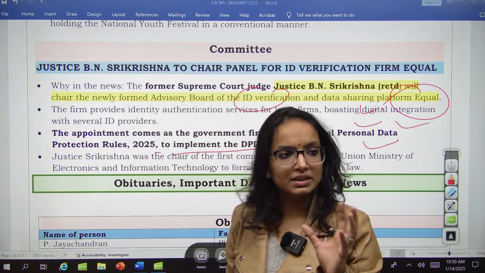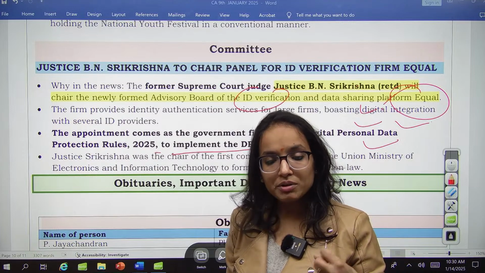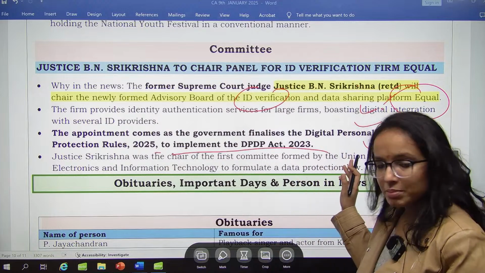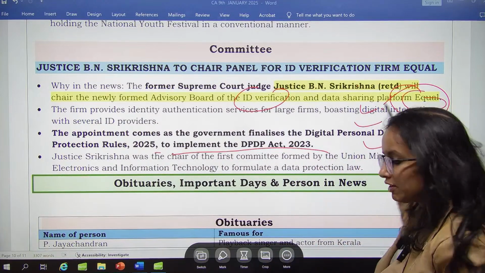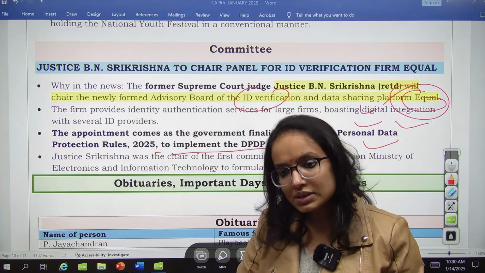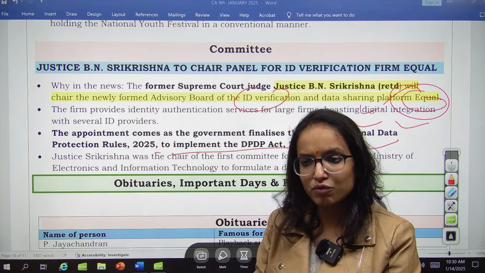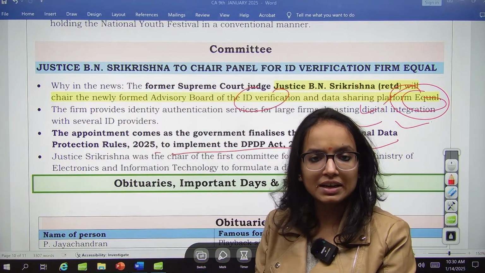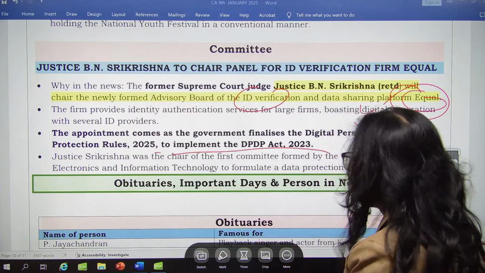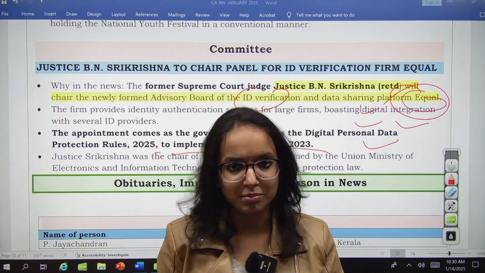We discussed just now, I think in some of the classes we have discussed, the important features where the government wants personal data to be secured, right? So for this, Equal will be working in this regard. Equal will be providing authentication services of data to larger firms, and to oversee it, the advisory committee for implementing the associated guidelines would be chaired by Justice B.N. Sri Krishna. I hope this entire news is clear, and the extra thing which I have mentioned regarding Justice B.N. Sri Krishna, remember that as well, right?